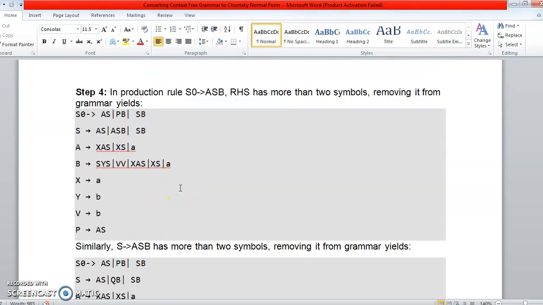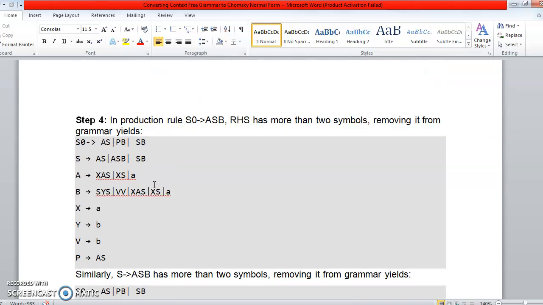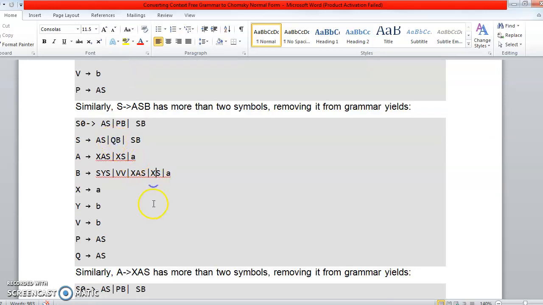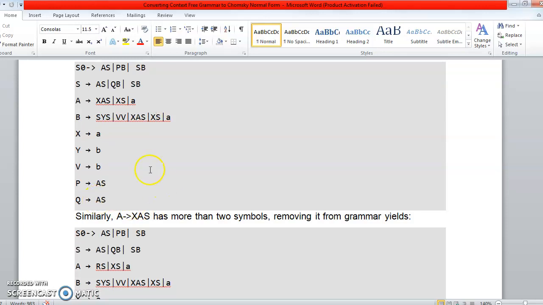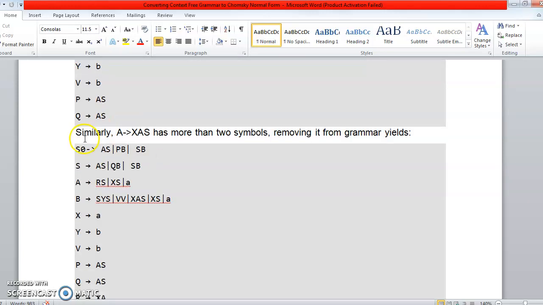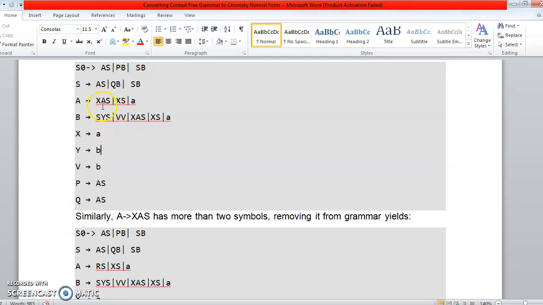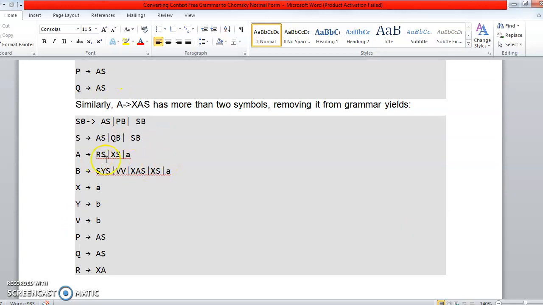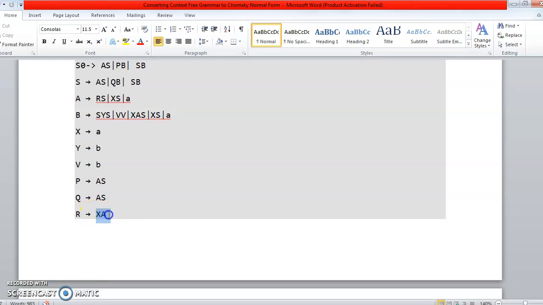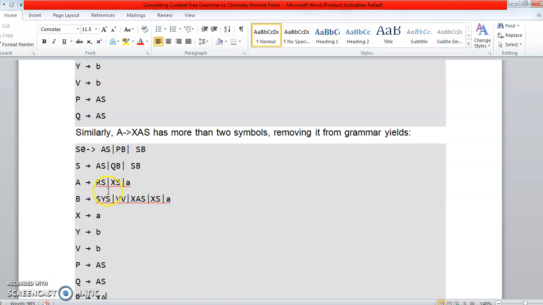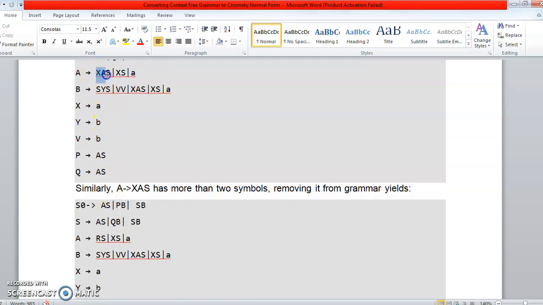Okay. Now here also in the second line we find ASB, a mixture of three variables. So we have to eliminate it like this. Here we introduce Q, where Q produces AS. In the third line, XAS, we also have to eliminate this like the previous method, and we write it as RS, where R will be XA. That means R produces XA. We replace XA here with the R.